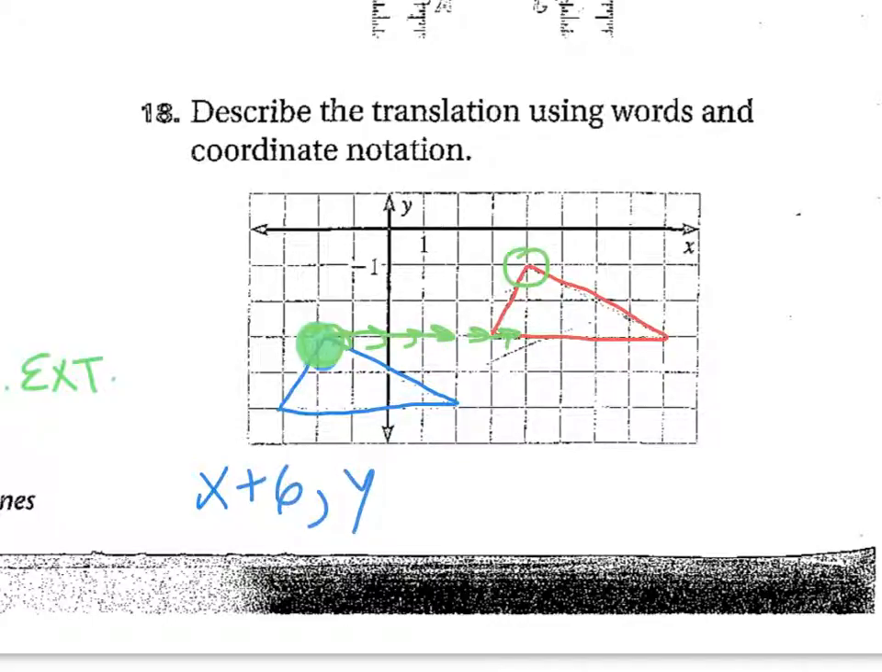Now for the y's, are we going up or down? You should say up, so that's going to be positive, which means now we're going to go up 2 units, so it's going to be y plus 2. That's how you do coordinate notation. If it were going to the left on the x, you'd say minus, and if it were going down, you would say minus for the y. That's the only difference. Okay, we'll move on to chapter 4.